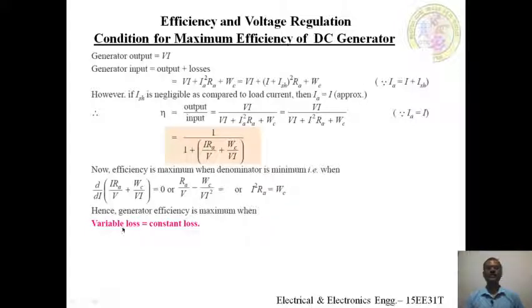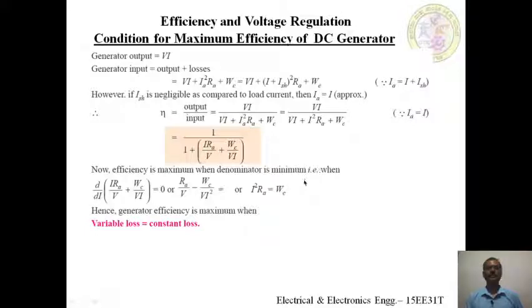That means you have to apply the load in such a way that the variable loss Ia square Ra is equal to the constant loss, because Ia depends on I plus Ish, load current plus field current. Field current is constant, only load current varies. You have to apply the load such that Ia square Ra is equal to constant losses. Then you get maximum efficiency.